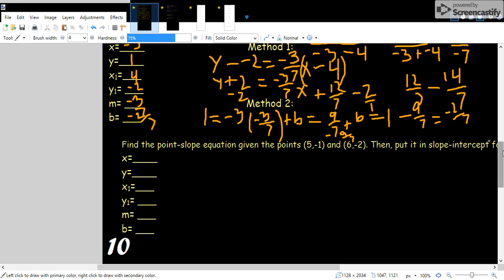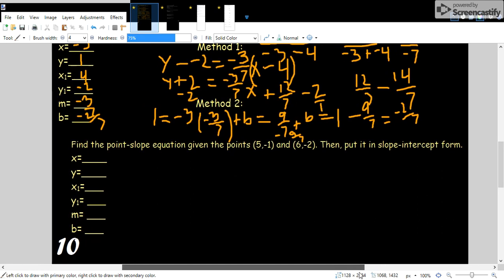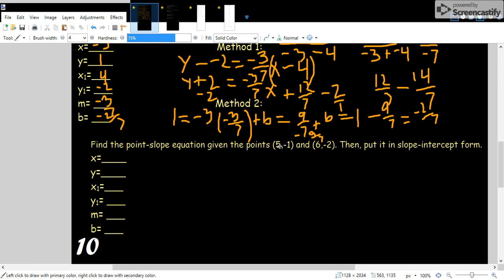Okay, here's another example. See if you could do this one. Find the point slope equation given the points 5, negative 1 and 6, negative 2, and then put it in slope intercept form. So first we're going to label our x1 and our y1. Okay, so now that we've identified those, we're going to write them down on the side. 5, negative 1, 6, and negative 2. And we're looking for m.